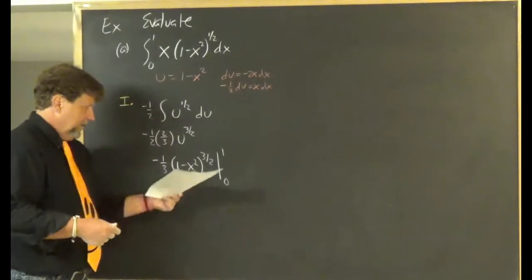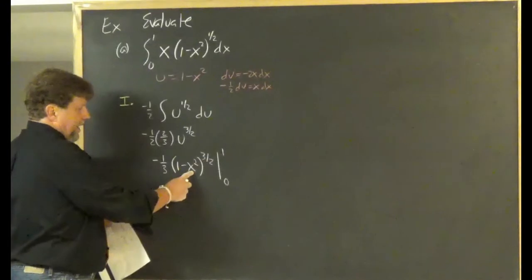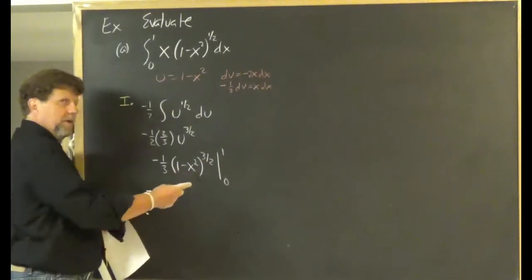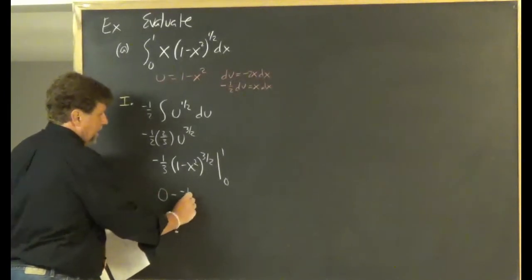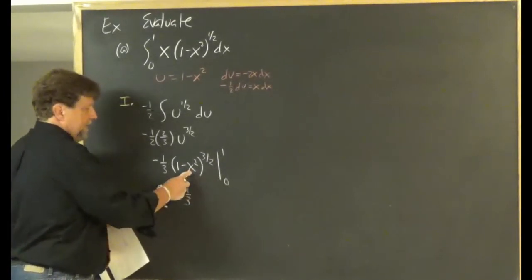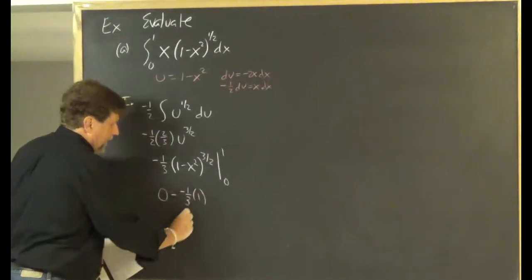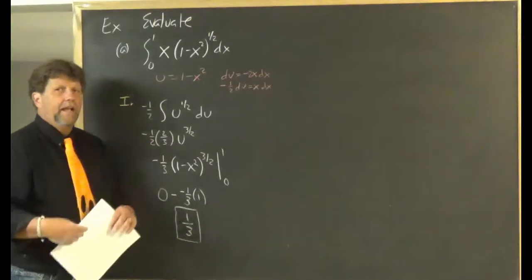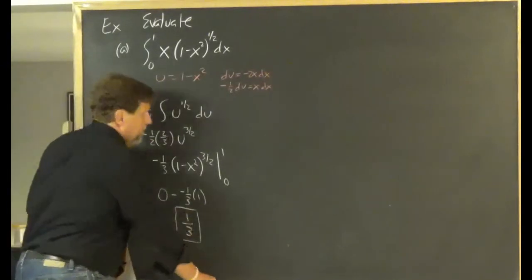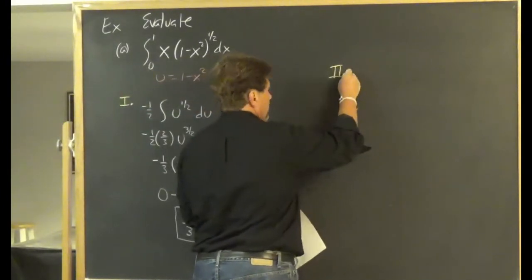And crank this through the fundamental theorem of calculus. So let's see, 1 comes in for x. Well, 1 minus 1 is 0, so the fundamental theorem of calculus will give us 0 minus a negative 1/3. 0 goes in for x. Well, that's just a 1. 1 to the 3/2 is 1. So we get a value of 1/3. That's route 1.